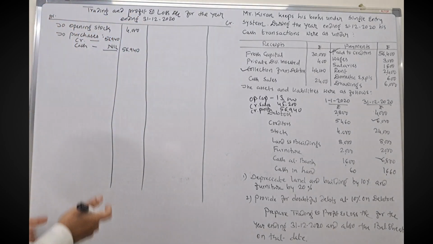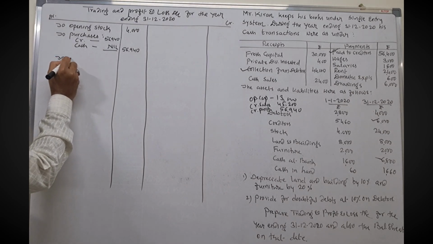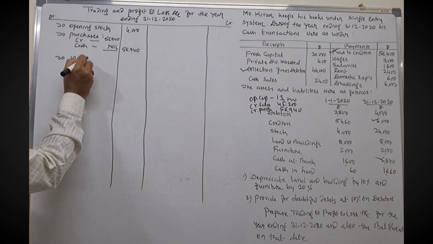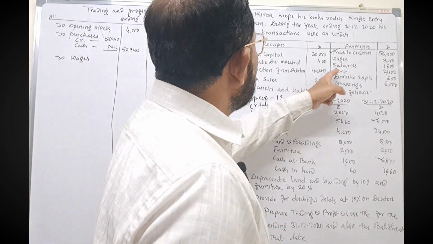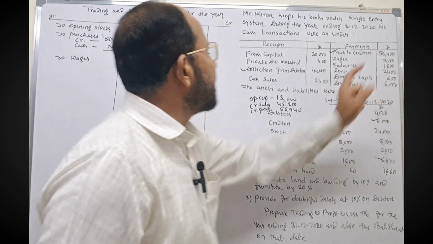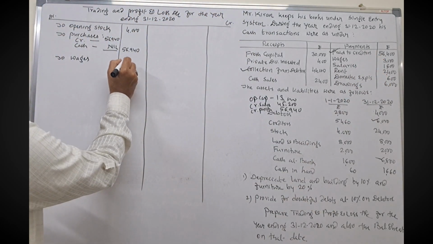After this, the next one is direct expenses: carriage inwards, wages, whatever is given, that you have to show here. Here in this problem, wages are given. What is the amount of wages? On the payment side you see rupees 3,000.